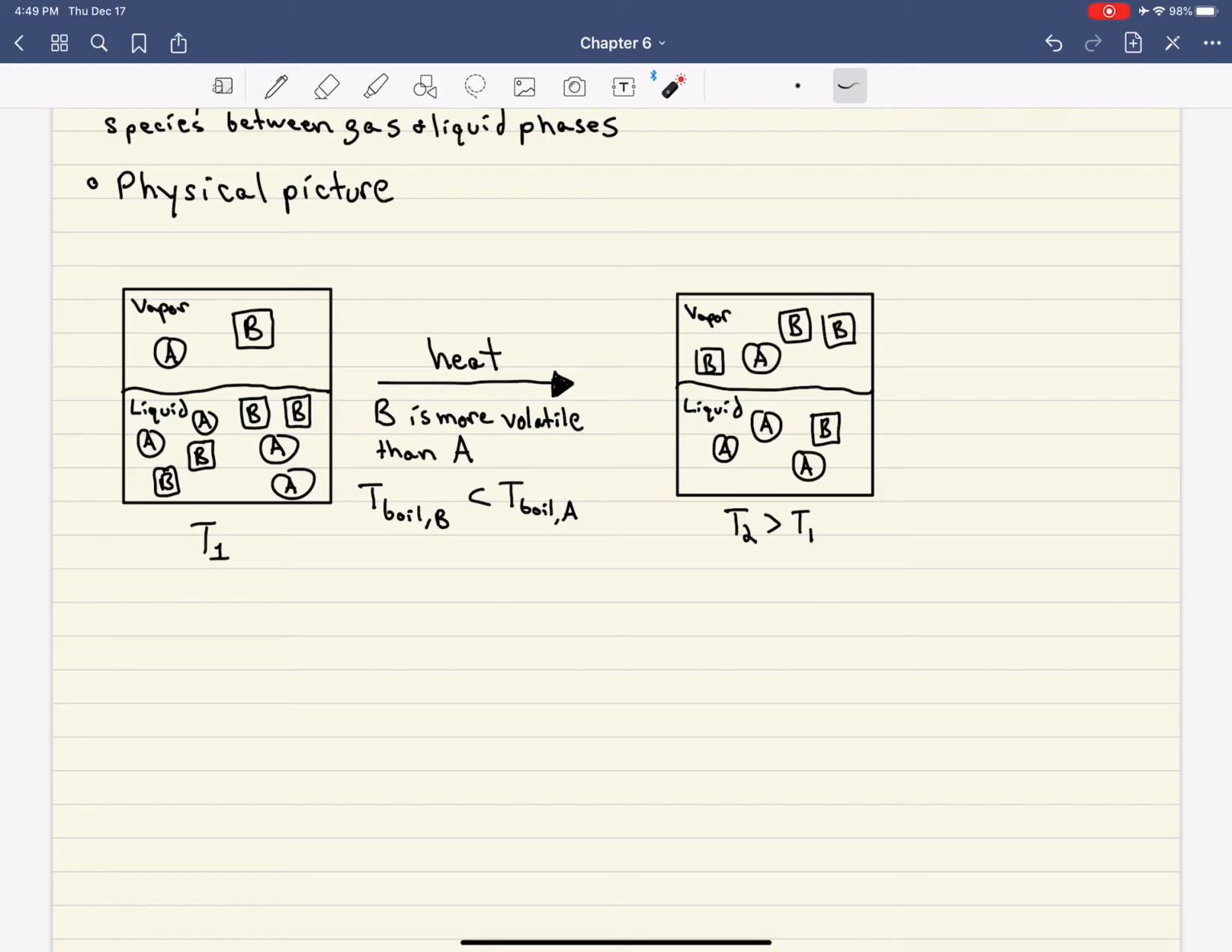And so with these thermodynamic models, what they're trying to do is describe the sort of physics that we're seeing here. The case where if we add heat to the system with molecules that have different volatilities, how can we describe the fact that one of the phases ends up enriched in one molecule and the other phase is enriched in the other molecule? That's what these models are trying to describe.